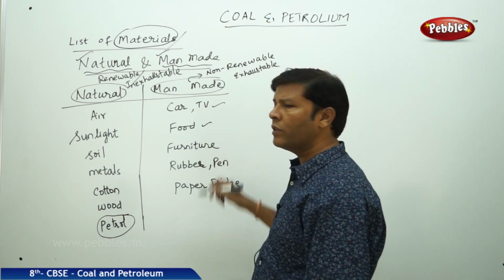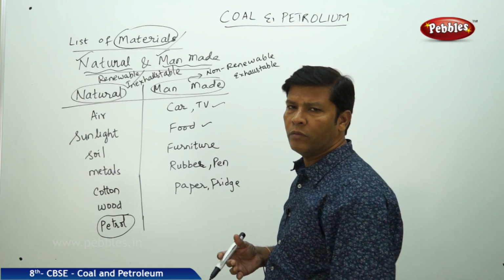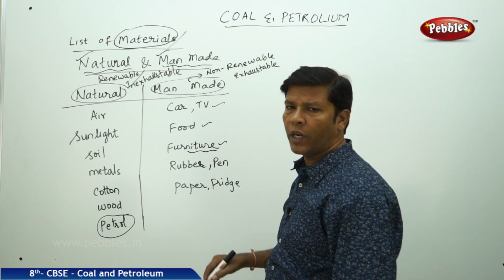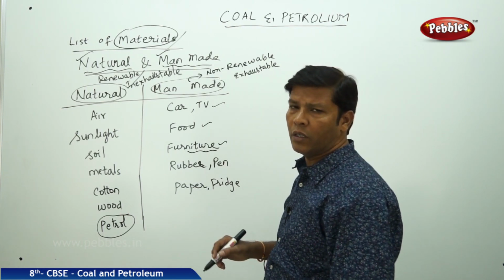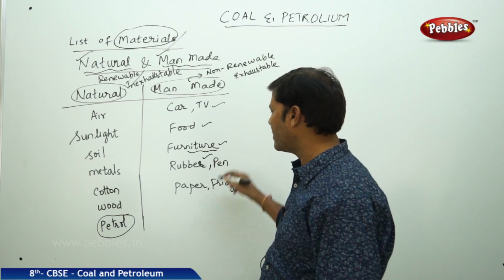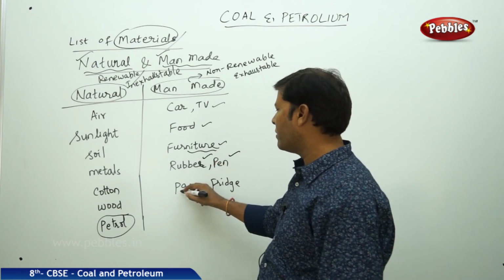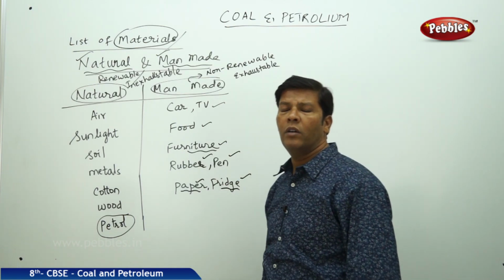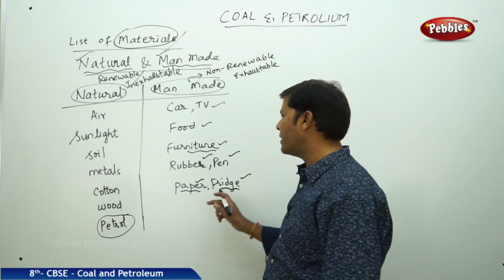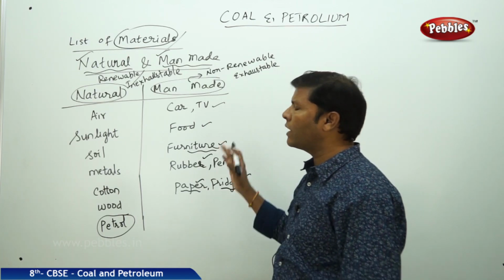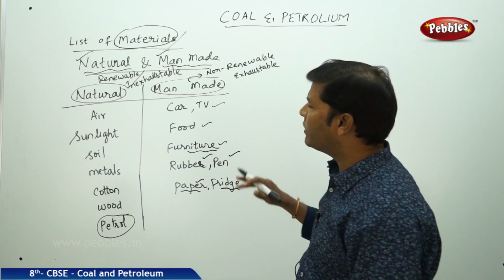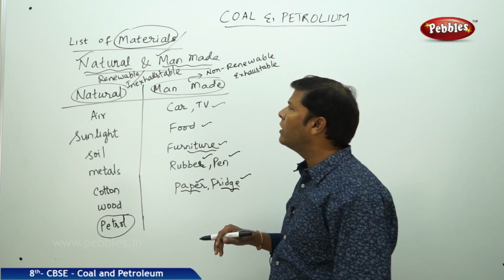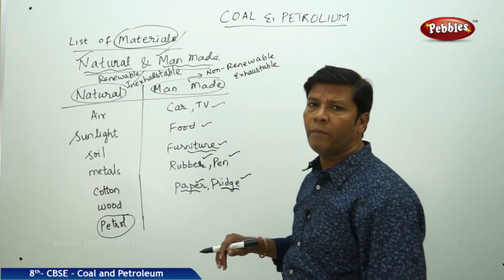So in this table, if you take car and TV, it is only manufactured. Then food also depends on the yield of the crop by which we are trying to produce it. Furniture depends on the quantity of wood which we are trying to take, which is limited in the resource. And rubber, which is made up of plastic. Pen, synthetic plastic. Paper, we get it from wood again. Fridge, again from different synthetic polymeric compounds, high density polymers. So therefore we can classify systematically the difference between renewable and non-renewable sources of energy in the form of natural materials as well as man-made materials.